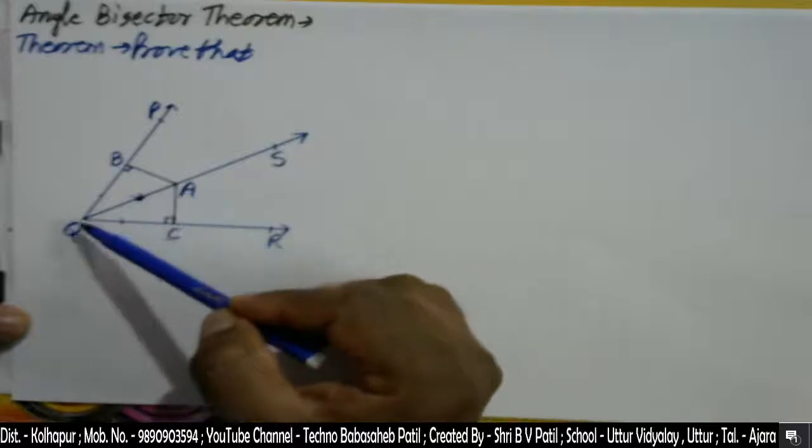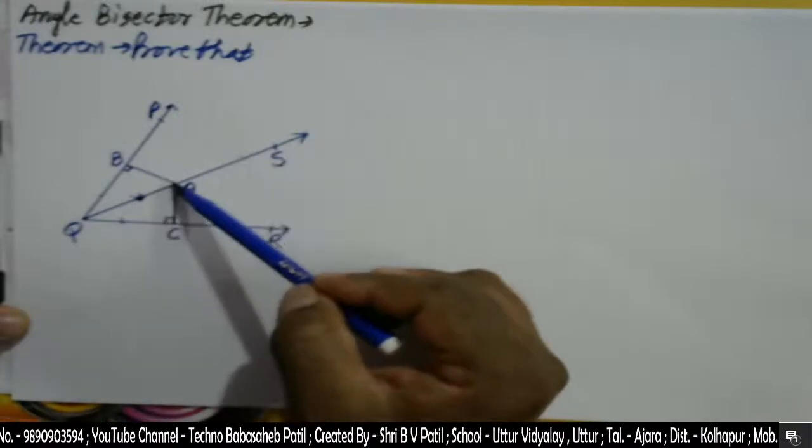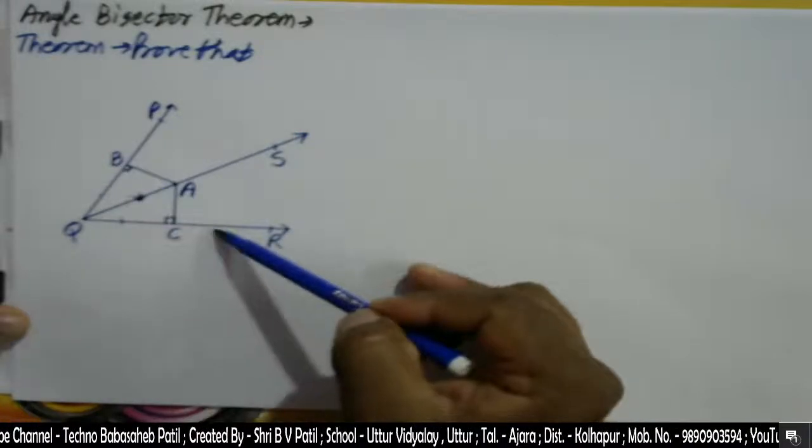Every point on the bisector of an angle is equidistant from the sides of an angle.